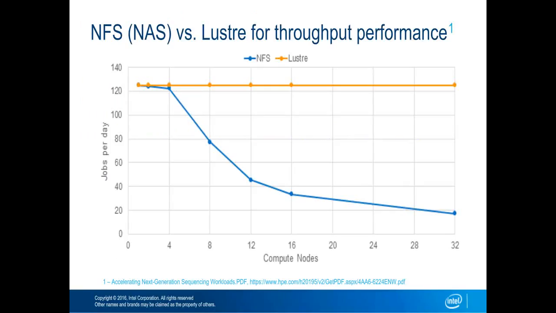This graph came from a white paper that HPE released recently. It shows an alignment process using BWA, with network attached storage in the blue line and Lustre in the orange line. As you add nodes, you can see Lustre is relatively flat, whereas the network attached storage has trouble keeping up as you add nodes. So just something to keep in mind. This shows how Lustre makes things fairly stable and performant.